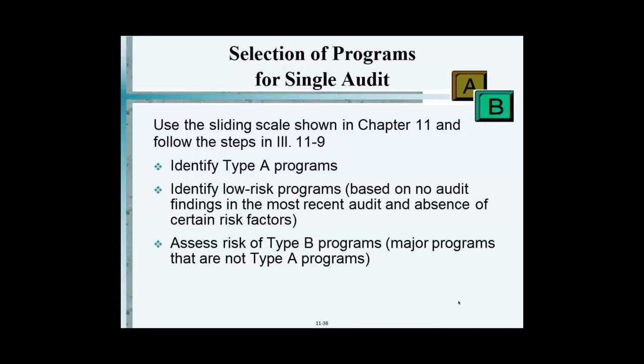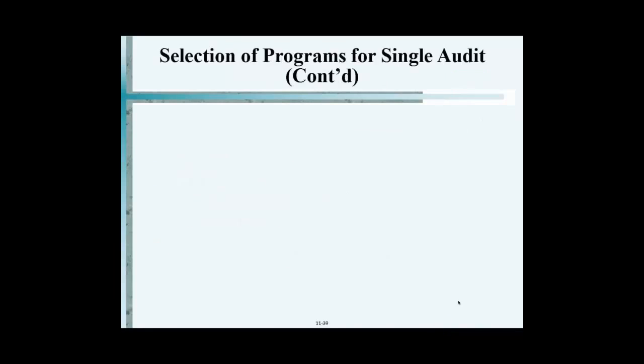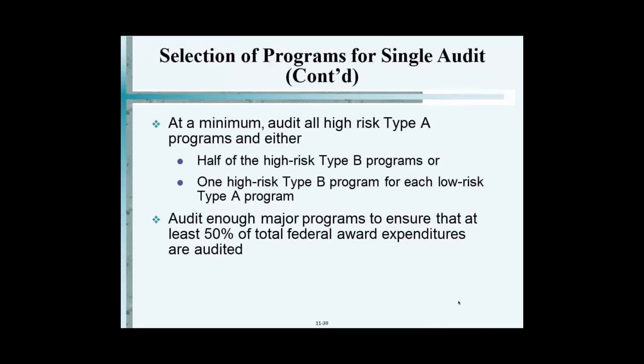And again, Type B programs are those which are not Type A. So the question is, what are the dollar thresholds? Now, let me explain this to you. And please don't get confused with the amounts themselves, because it's really not that. For our purposes, 3% of your total federal amount that you receive is the trigger point to establish whether it's a Type A or Type B program. Let me give you an example.